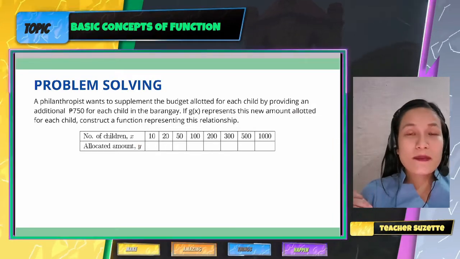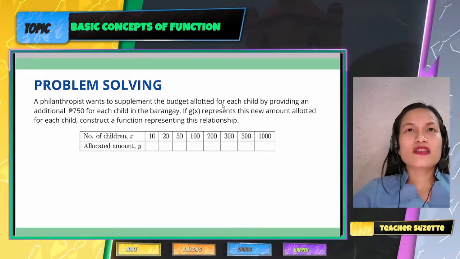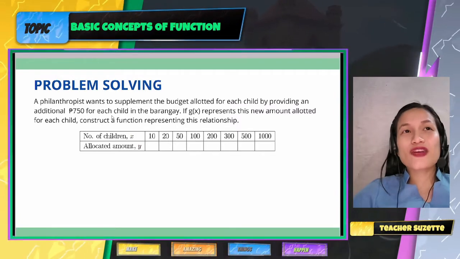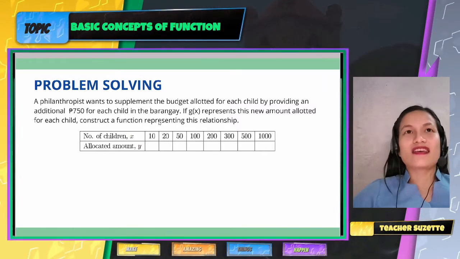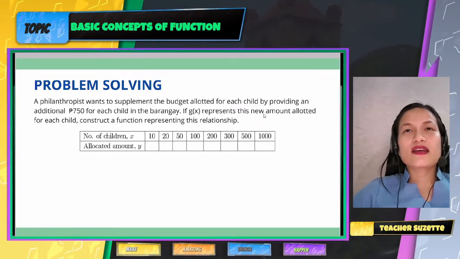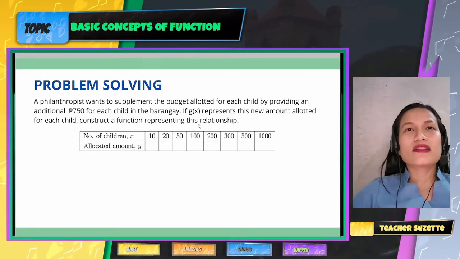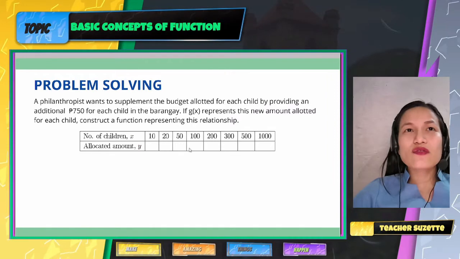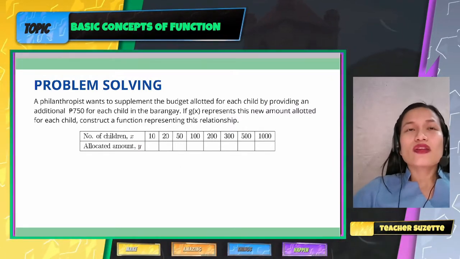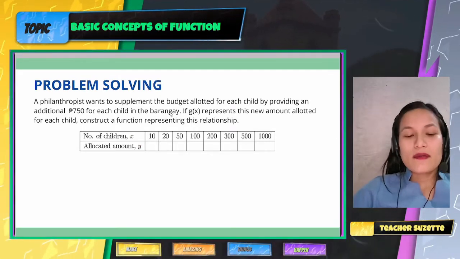Now, let's have this continuation. So, sabi daw dito is, a philanthropist wants to supplement the budget allotted for each child by providing an additional 750 for each child in the barangay. If g of x represents this new amount allotted for each child, construct a function representing this relationship. So, bago natin ma-solve itong table of values, tulad nung kanina, ay gagawa muna tayo ng equation that would represent this new problem or situation.